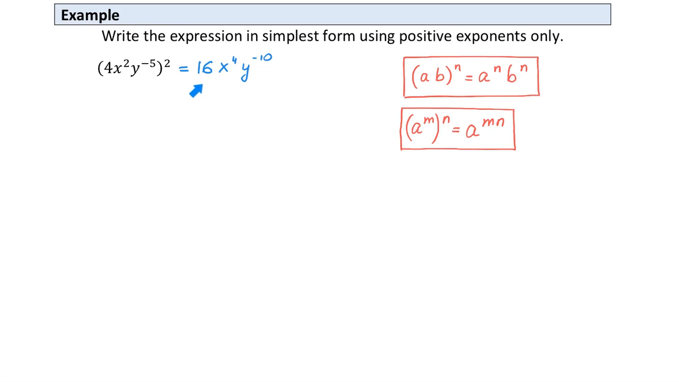Now here we have three factors and one of them has a negative exponent. Then we will start a fraction. We will leave 16 and x to the power of 4 in the numerator, but we will move y down to the denominator and the exponent will become positive. So each time we simplify these expressions, we have to make sure that we don't have negative exponents in the answer.